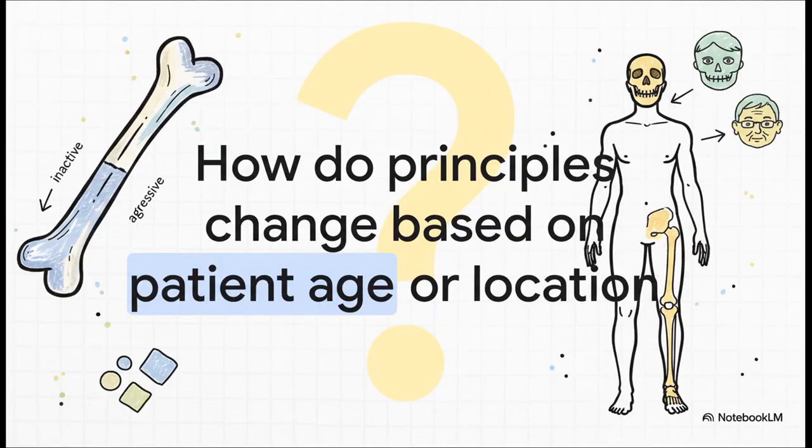And I'll leave you with this to chew on. We've laid out all these principles, right? But how do they actually play out in the messy, complex real world? How does treating an active lesion in a 10-year-old's femur right next to a growth plate change things compared to treating that same lesion in a 40-year-old's collarbone? That is where the art of medicine really comes in, blending this foundational knowledge with true clinical judgment.